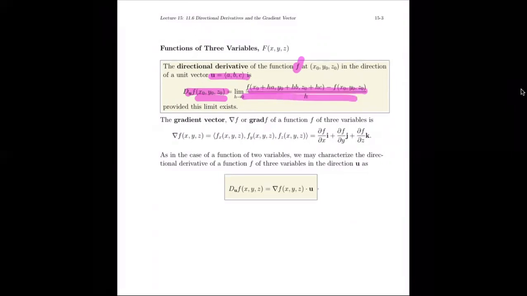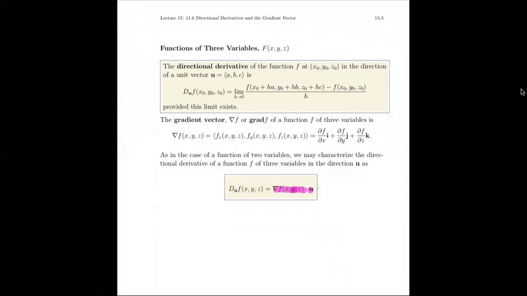No surprise, just an extension to a third component, the z component. And we follow up with a definition of the gradient vector. It's the partial of f with respect to x, then y, then z for all three components respectively. And then we can conclude something very similar as before, that the directional derivative of f in the direction u at any given point is the gradient of f dotted with the vector u.